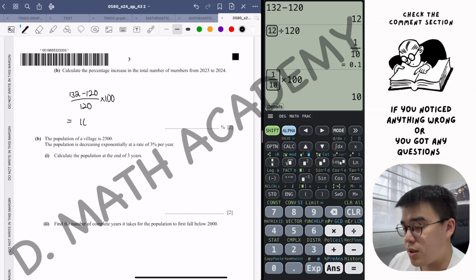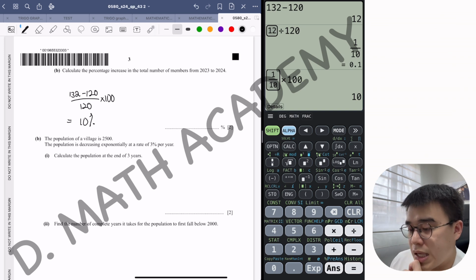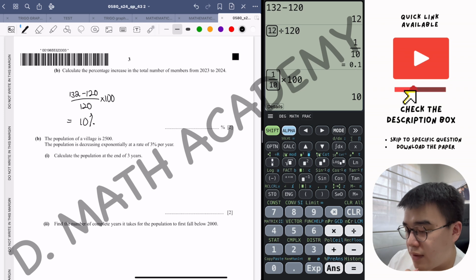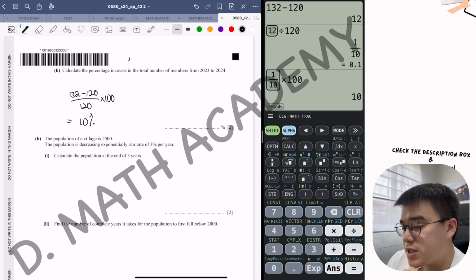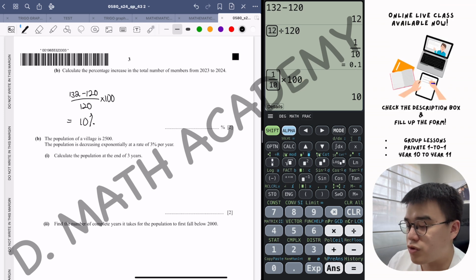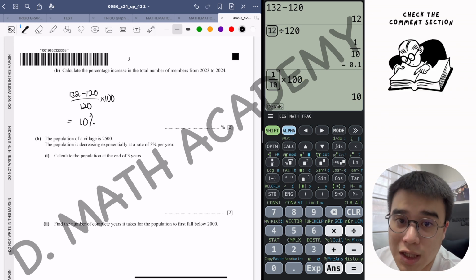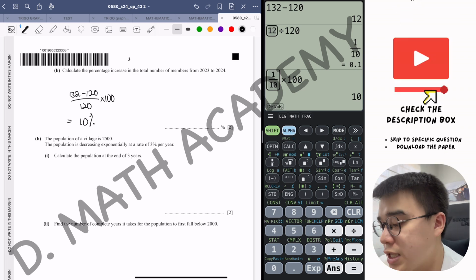You will get a 10% increment. And for part B, the population of the village is 2005. This population is decreasing exponentially at a rate of 3%. Calculate the population at the end of 3 years. So the key catch here is exponentially, and it is decreasing.